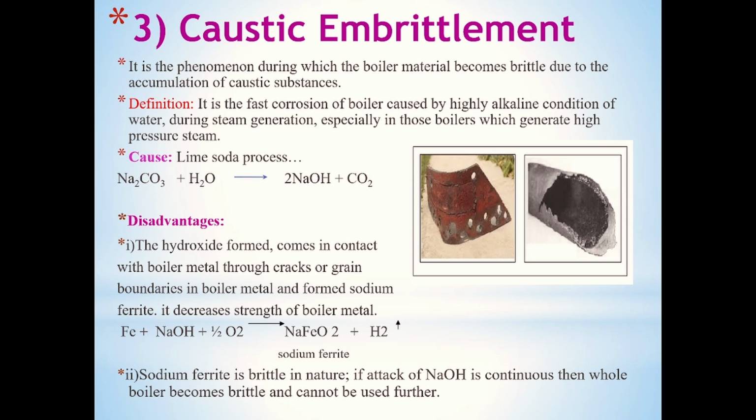This hydroxide comes in contact with the boiler metal through cracks or grain boundaries in the boiler metal and forms sodium ferrite. This sodium ferrite is brittle in nature, and it decreases the strength of the boiler metal. This process continually takes place, and after some period of time the whole boiler body material becomes brittle due to the formation of sodium ferrite. So it decreases the efficiency of the boiler body material and it cannot be used further.